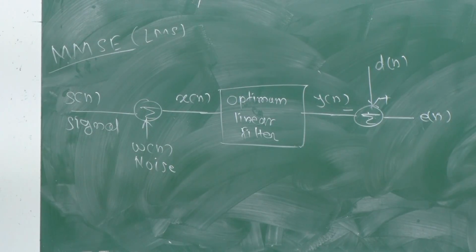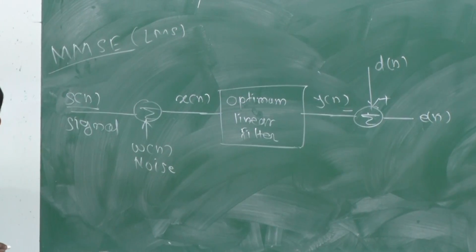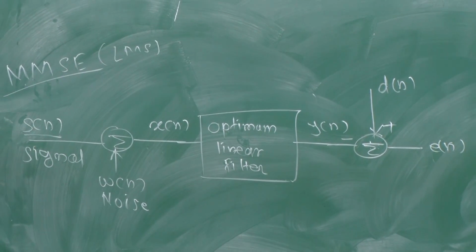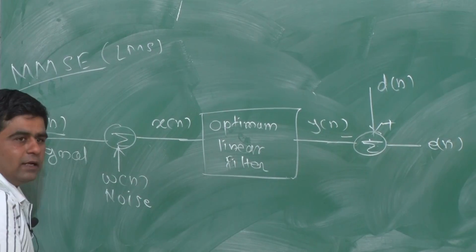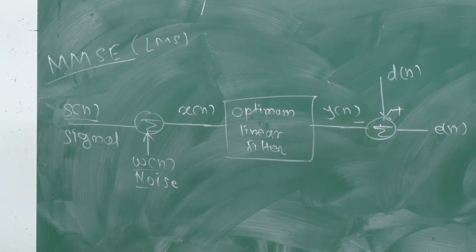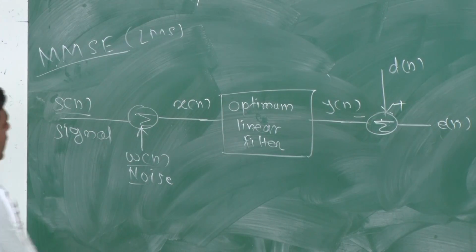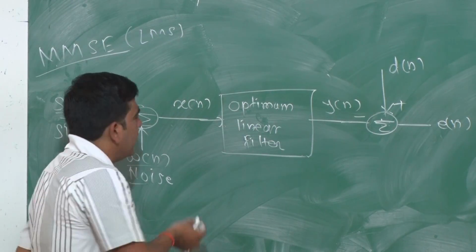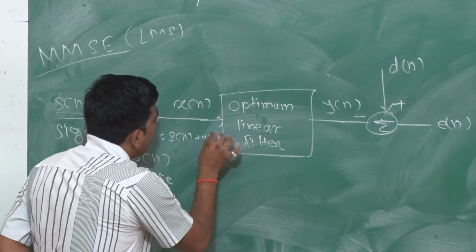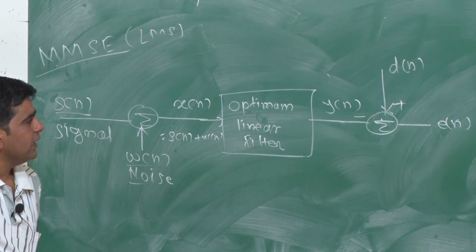For this system, for this receiver, the input is S of n, the signal which gets modulated and travels over your communication channel. Due to this, noise is added, that is W of n noise. Here we have to consider this is a white Gaussian noise with zero mean, which gives the input to your filter x of n, that is equal to S of n plus W of n. This one is the input to your linear filter.